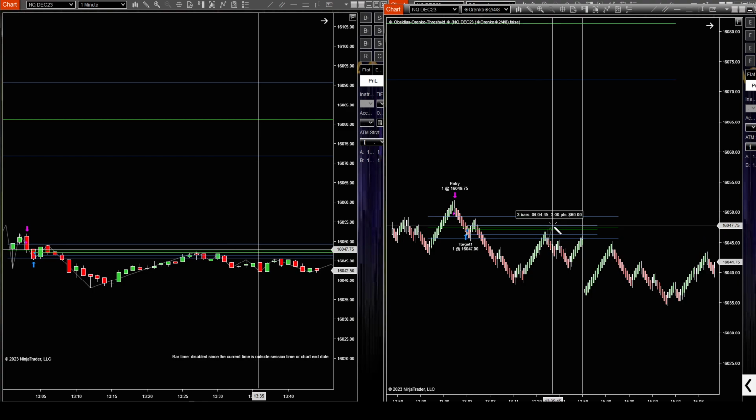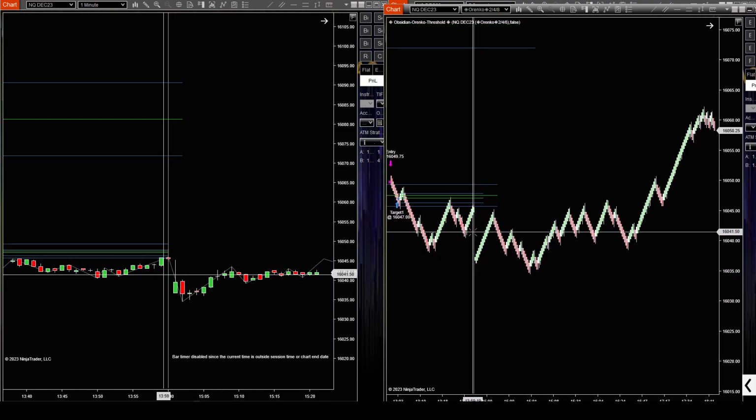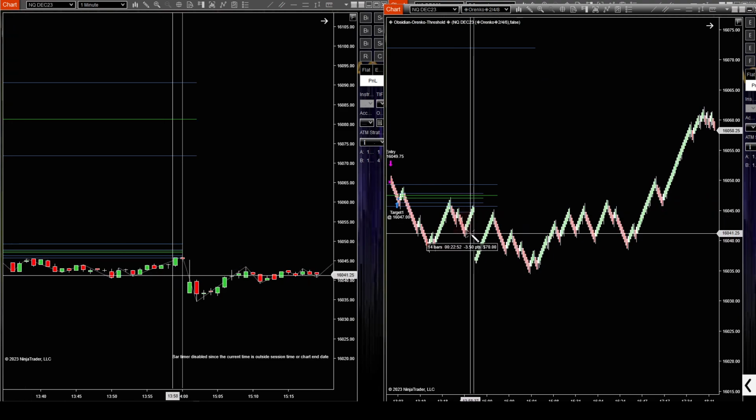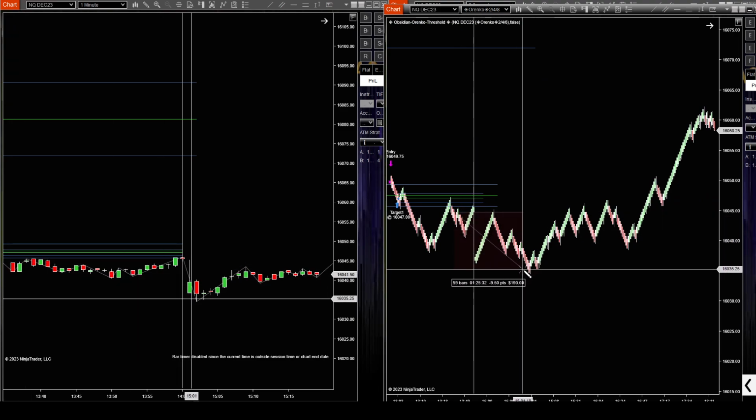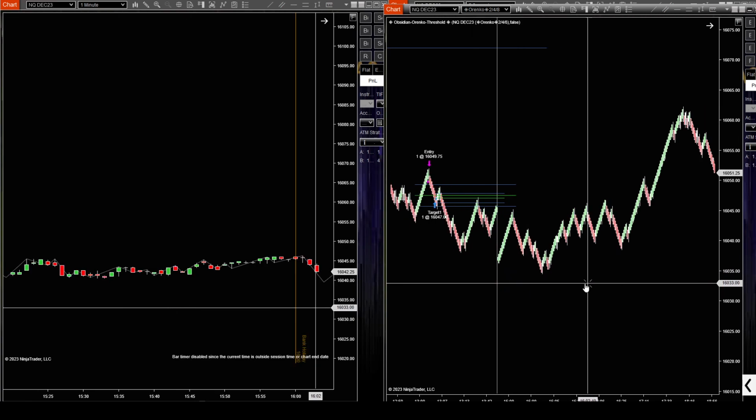So again, 3-point stop loss. And it doesn't take much for this to get to 1R, 3 points. If you target 10 points, you're getting 3R, just 10 points. That's kind of crazy to me.